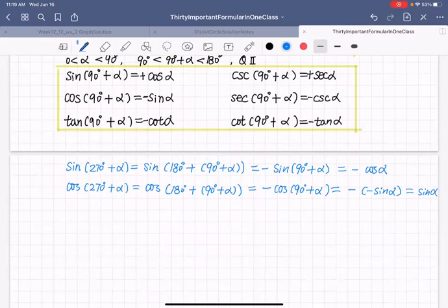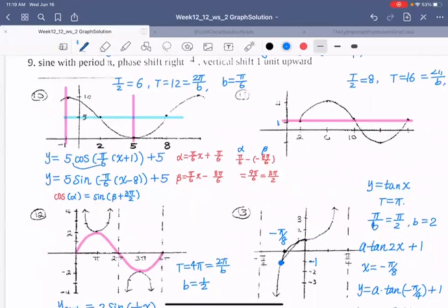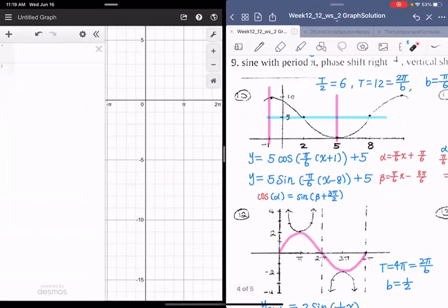Okay? So when we come back to here, these two guys, even though they look so different, as long as they have the angles difference of 270 degrees, the value is the same. If you don't believe this, you can always double check this with a graph calculator.